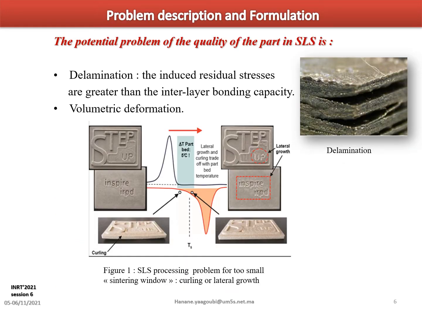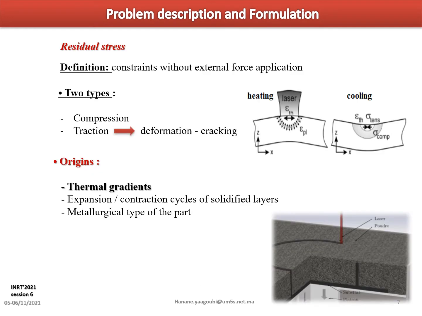The major problem that affects the quality of the final part in the selective laser sintering process is the appearance of delamination and volumetric deformation, such as curling and lateral growth, as you see in this picture. The definition of residual stress is a constraint without external force application. There are 2 types, the compression type and the traction type, causing deformation and cracking, and their origin is thermal gradients.